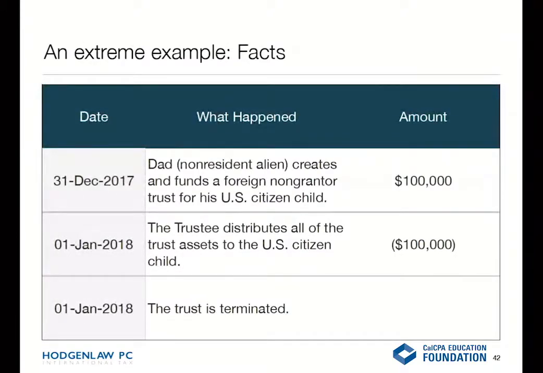So on December 31st, 2017, Dad, a non-resident alien, creates and funds a foreign non-grantor trust for his U.S. citizen child, and he puts in $100,000. The next day, on January 1st, 2018, the trustee distributes all of the trust assets to the U.S. citizen child. So you have $100,000 going into the trust, and then the next day $100,000 comes out. Also on that same day, the trust is terminated.